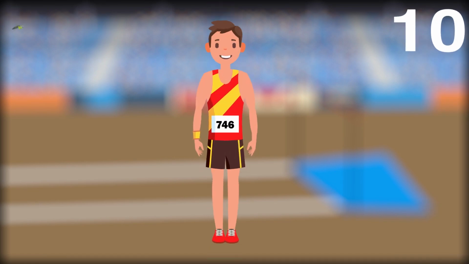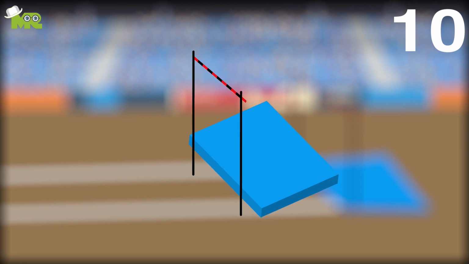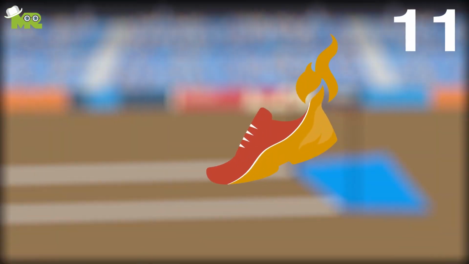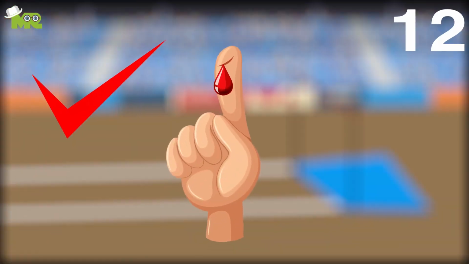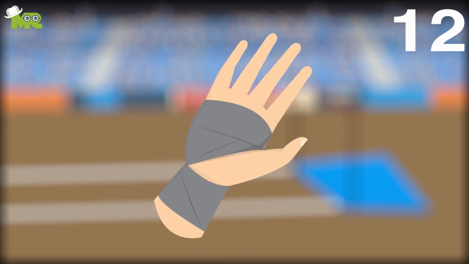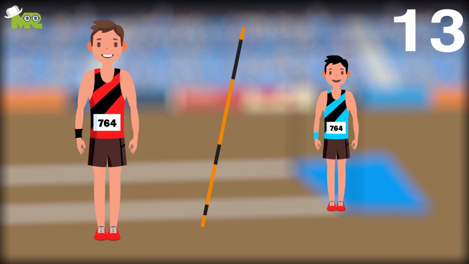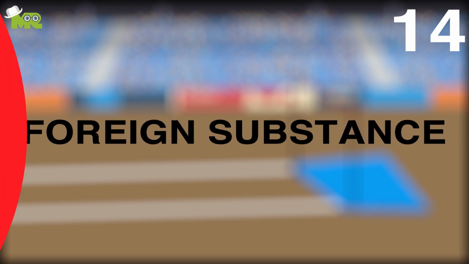10. Athletes are strictly prohibited to use any artificial weights or aids in the competition. 11. Using shoes that can give an unfair advantage to an athlete is strictly prohibited. 12. Unless there is a wound, no taping is allowed on any part of the fingers. However, taping at the wrist is allowed. 13. An athlete can't use the pole of any competitor without permission. 14. The planting box must be checked properly to make sure that it is free from any foreign substance.